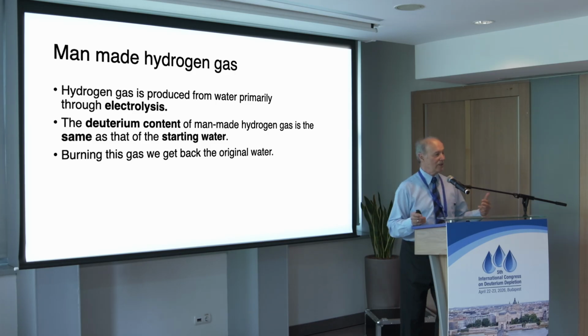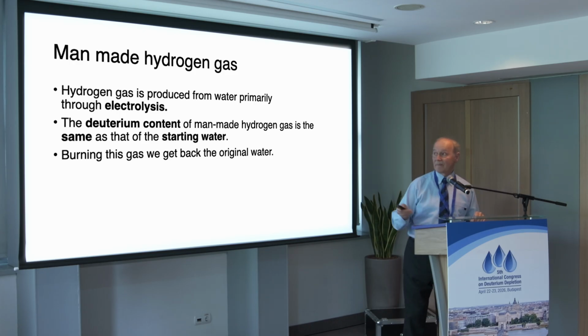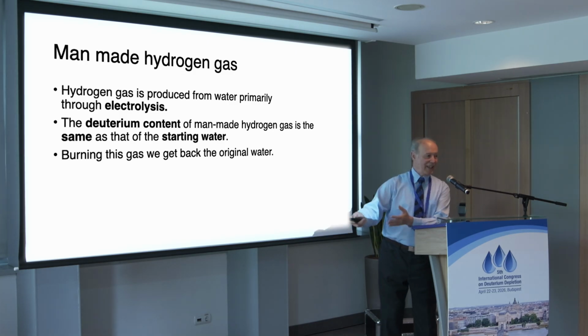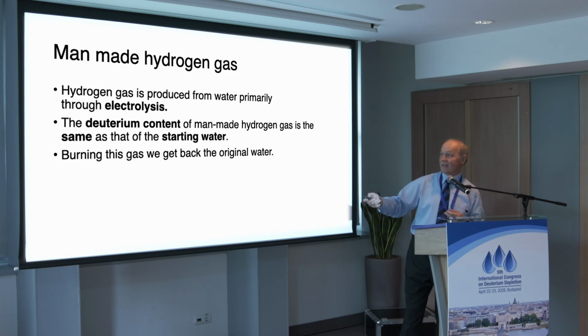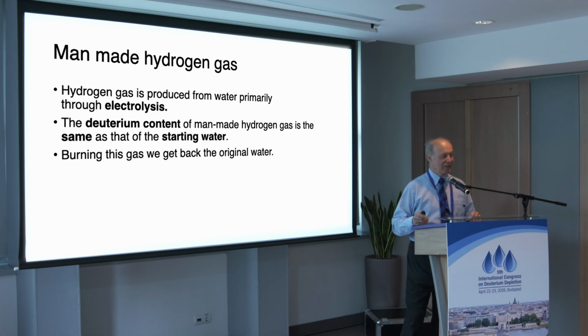What about the man-made hydrogen? More and more hydrogen is produced using solar energy, primarily through electrolysis of water. But if we dissociate all the water, there is no change, because all the hydrogen from the water becomes hydrogen gas. So its deuterium content is the same as that of the starting water. And if you burn this hydrogen gas, you will get back the original water. This is a closed circle. So in this case, there is no deuterium depleted water, only in the case of the geological hydrogen gas.